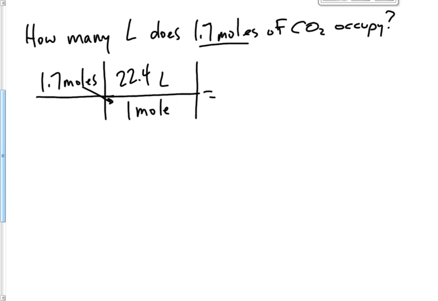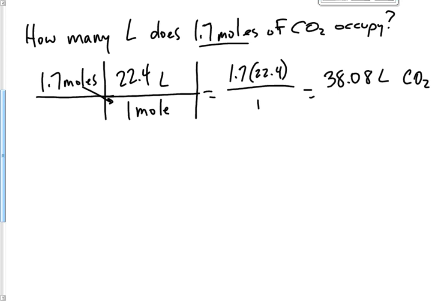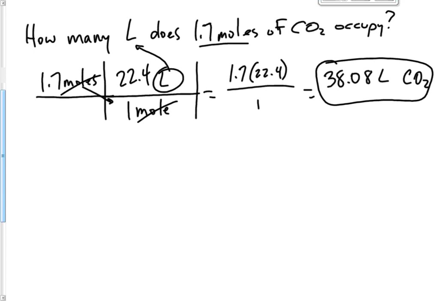So again, multiply across the top, 1.7 times 22.4, divide by the bottom, which is just 1. And you end up with 38.08 liters of CO2. Our moles divide out and we're left with liters, which is what we want. So 38.08 liters is your answer. Let's go the other way.